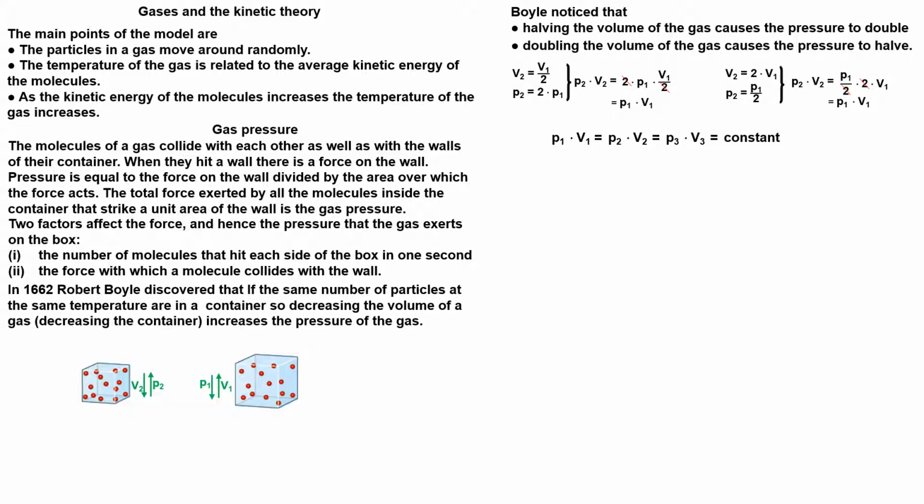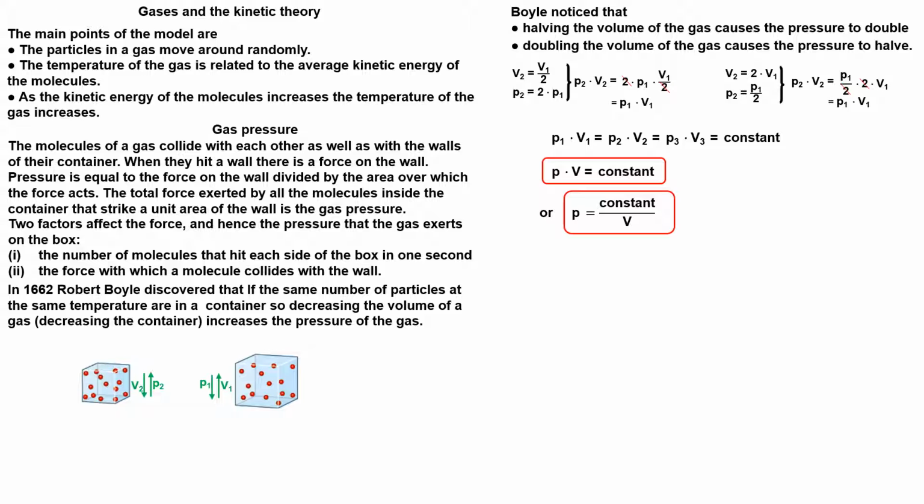We can write it in this way. Boyle's law states that for a gas at a constant temperature, pressure times volume is constant. The pressure exerted by a gas at constant temperature varies inversely with the volume of the gas.